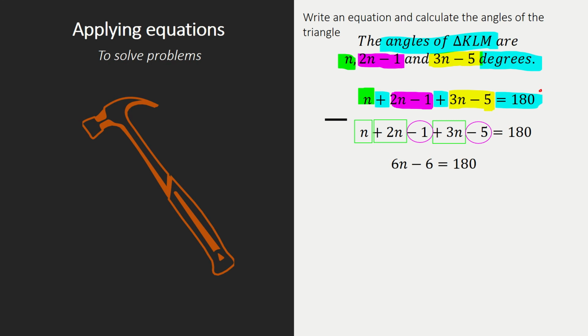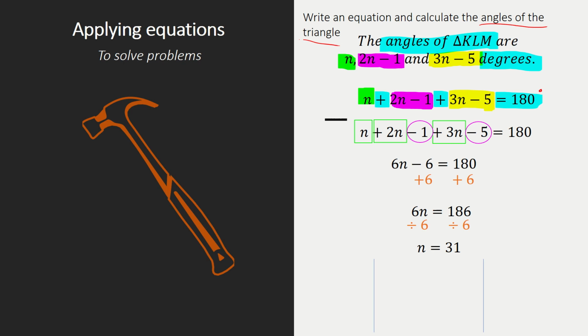We want to have all numbers on the right-hand side, and all letters on the left-hand side. So please add 6 on both sides. So you get 6n equals 186. We want to know what 1n is, so we need to divide everything by 6. What we get is n equals 31. But this is not your answer, since we want to know the angles of the triangle.